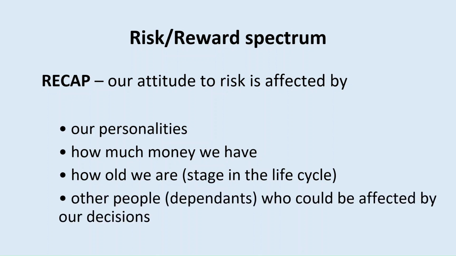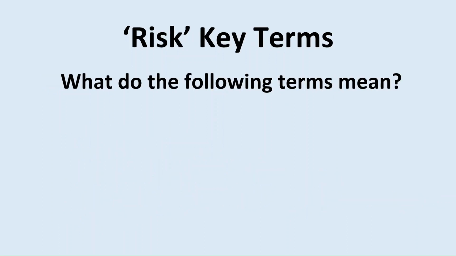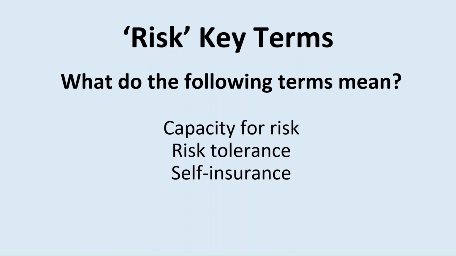It may also be affected by other people who could be affected by our decisions, our dependents, for example. If we have children, it's highly likely that that will affect our willingness to take risks because, of course, it wouldn't only be ourselves which would be affected by it, but also our dependents, should we lose money. So, some key terms when it comes to risk. The following key terms, what do they mean? Capacity for risk, risk tolerance, and self-insurance.